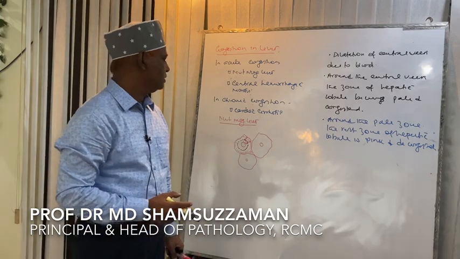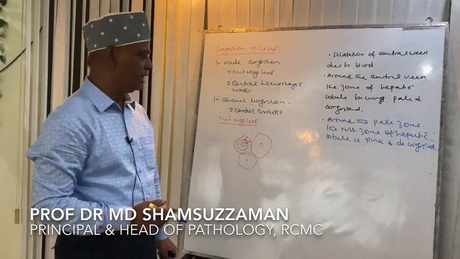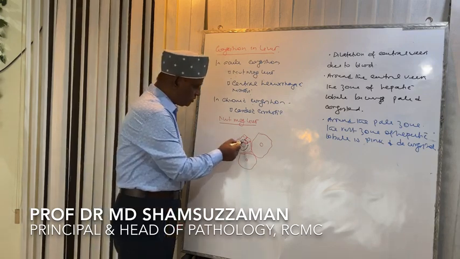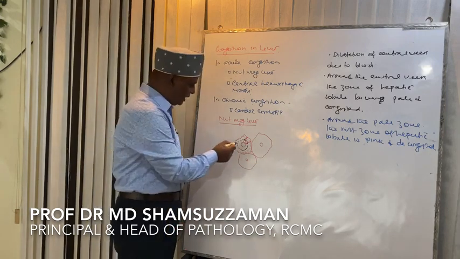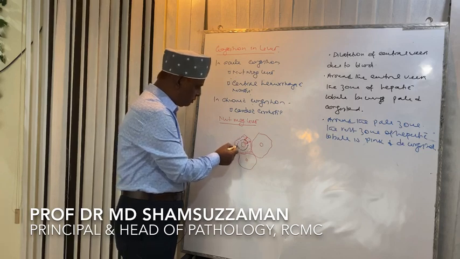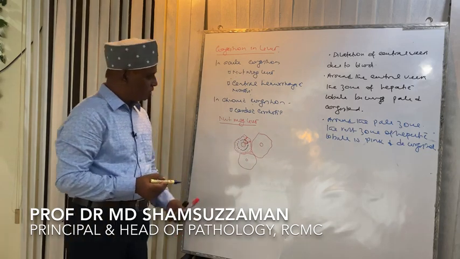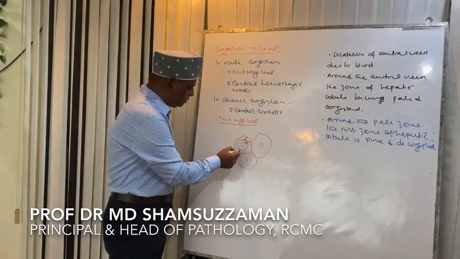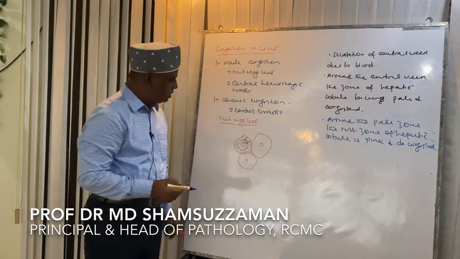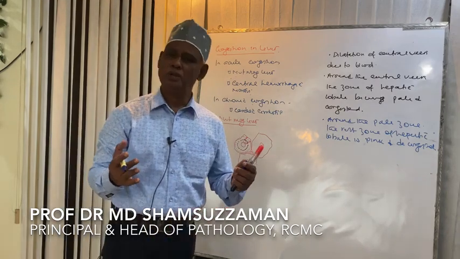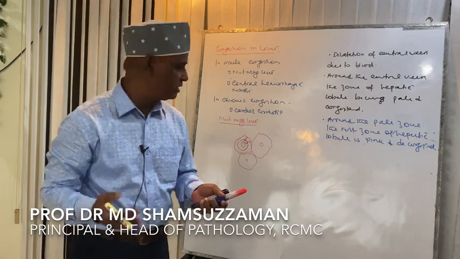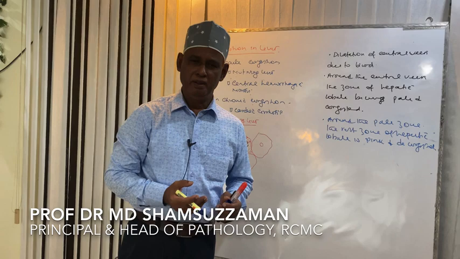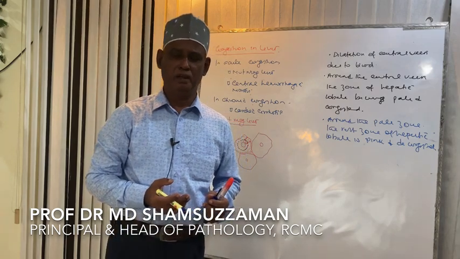This is nutmeg liver. Dear audience, again, due to congestion, the central vein becomes dilated. Around the central vein, the zone of hepatic lobule becomes congested and pale. Around this pale zone, the rest zone of hepatic lobule is normal. It is not congested. The color is pink, and it looks like nutmeg.